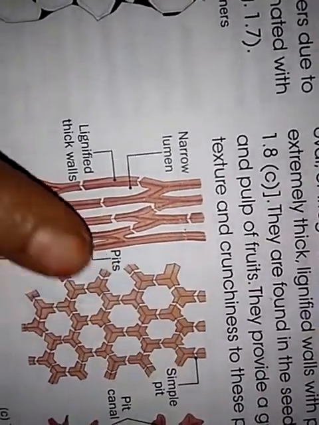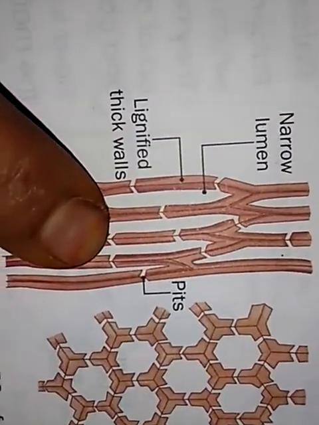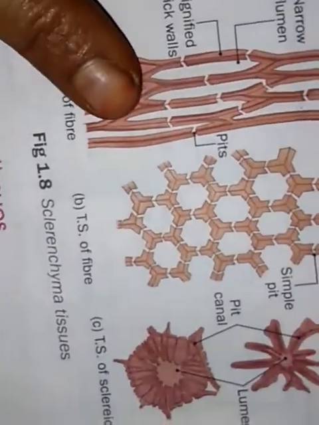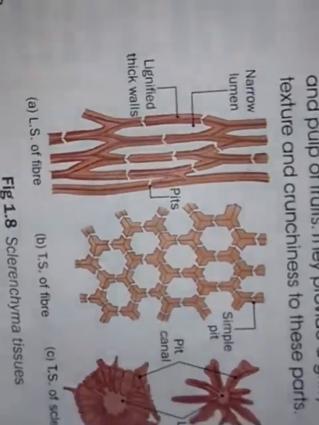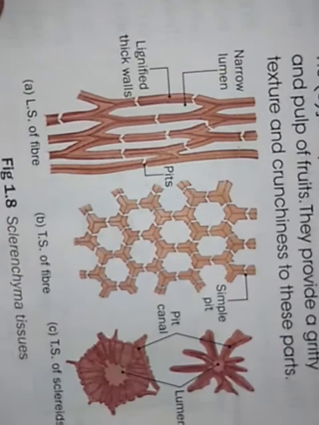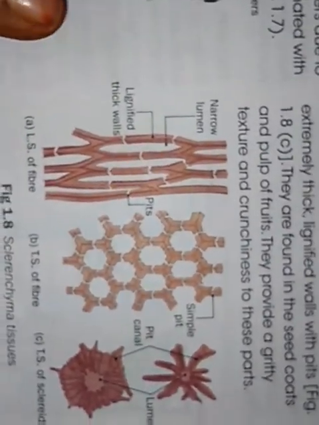Cells are elongated. How are the cells present? Elongated. In the cell wall, there are pits. Where are the pits present? In the cell wall. The cells are present in an elongated structure. Okay. Fibers are present in the outer cortex. Where are fibers present? Outer cortex. What is the meaning of cortex?